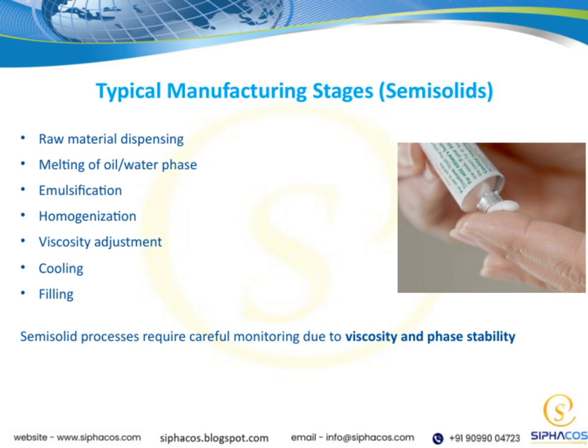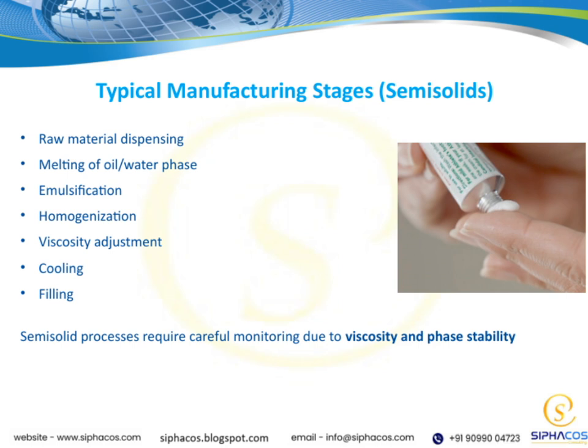Homogenization follows, ensuring the mixture is uniform throughout, which is vital for product quality. Then, we adjust the viscosity to the desired level, making sure the product has the right texture for its intended use. After that, cooling is necessary to set the product's structure properly. Finally, we proceed to filling, where the finished semi-solid is packaged for distribution.